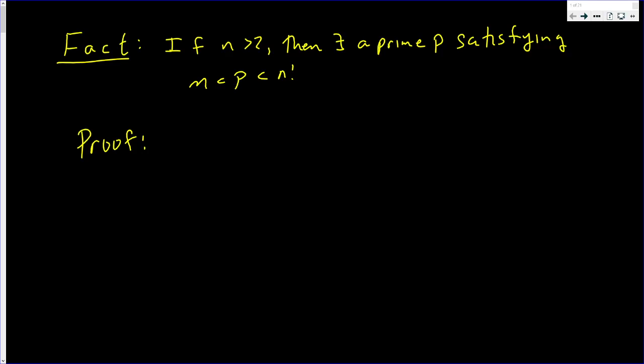In this video, I'm going to prove a nice fact. If n is greater than 2, then there exists a prime p that's always in between n and n factorial. Why is n bigger than 2? Well, if n is 2, that actually equals 2 factorial. So good luck getting a number in between 2 and 2. That's not going to happen.